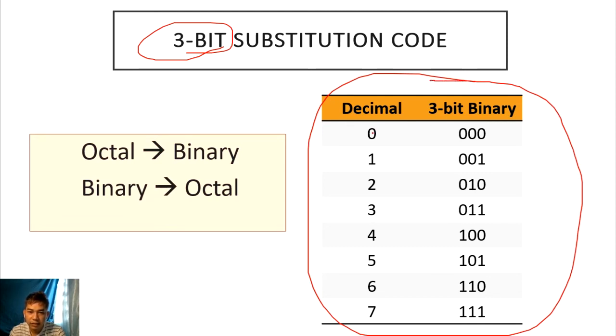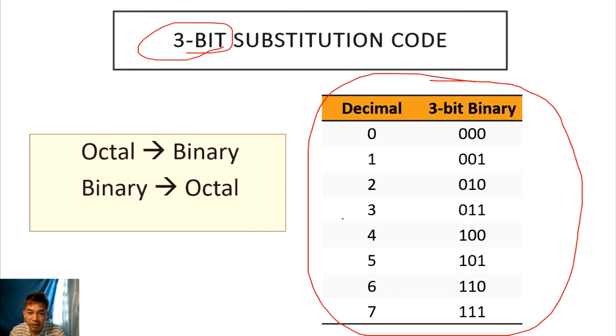Okay. So, sa decimal 0, ang 3-bit binary equivalent niya is 000. Ang 1 naman is 001. Ang 2 is 010. 3 is 011. 4 is 100. 5 is 101. 6 is 110. Ang 7 is 111. So, all I just did here was to convert the decimal number to its binary number.